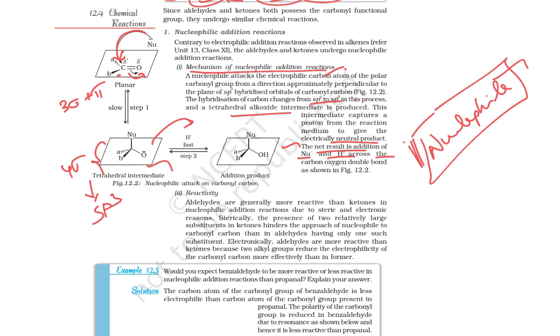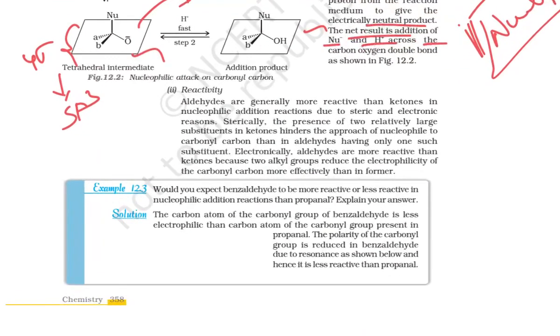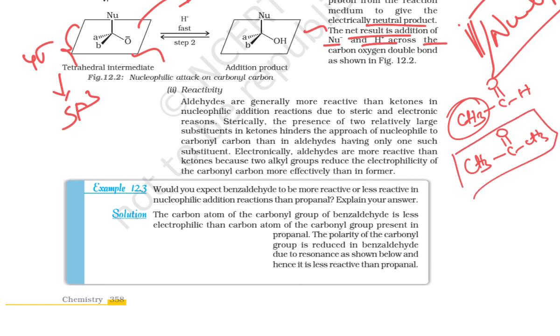So when it comes to the reactivity of aldehyde and ketone: if I am taking the aldehyde, on one side there is a carbon and on the other side there is a hydrogen. But if I am taking the ketone, on both sides there is a carbon. So there is only one bulkier group in the case of aldehyde, but in the ketone there is a bulkier group on both sides. At that time the nucleophile is not able to attack easily because of steric hindrance, and that affects the reactivity.